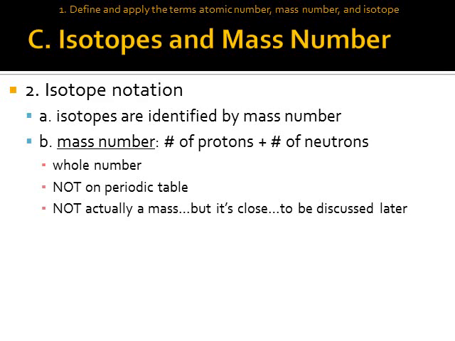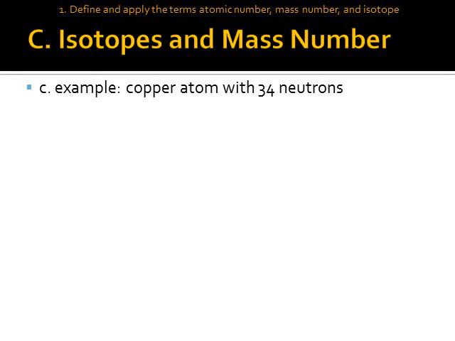Note that the word mass number is not actually a mass, but it is close to a mass, and we'll discuss that idea a little bit later as far as what that means, why it's close to a mass. But when we give a mass number for an atom, it's not the actual mass of that atom. So let's look at an example dealing with this idea of mass number.